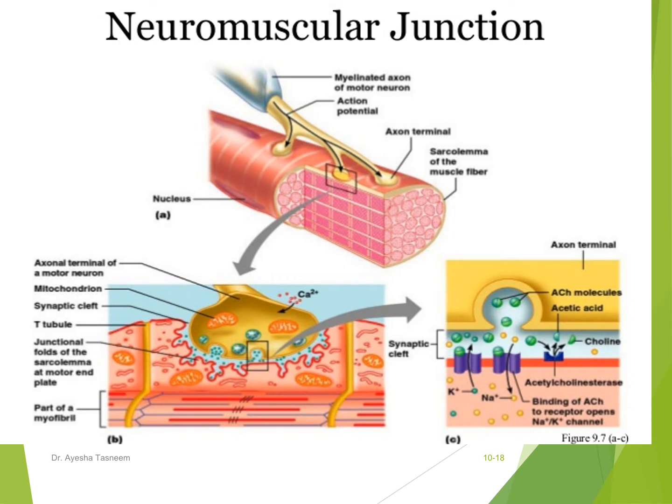This is another figure of the neuromuscular junction. You can see the myelination of the axon, but as it approaches the muscle, the myelination goes away and it forms the neuromuscular junction with the muscle.